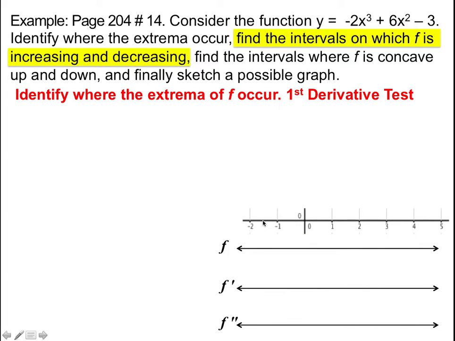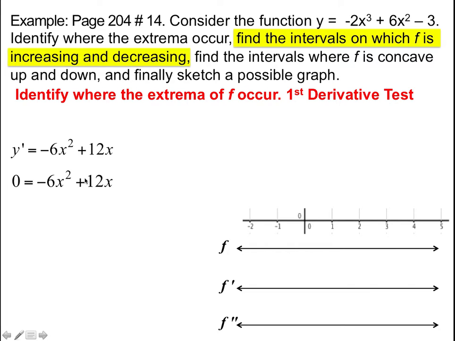So we have our number line set up, we have our axes set up here. Looking at this, here's the derivative, right? We bring down the 3, we've got negative 6x squared. Bring down the 2, we've got plus 12x, and the derivative of negative 3 is 0. So here's our first derivative.